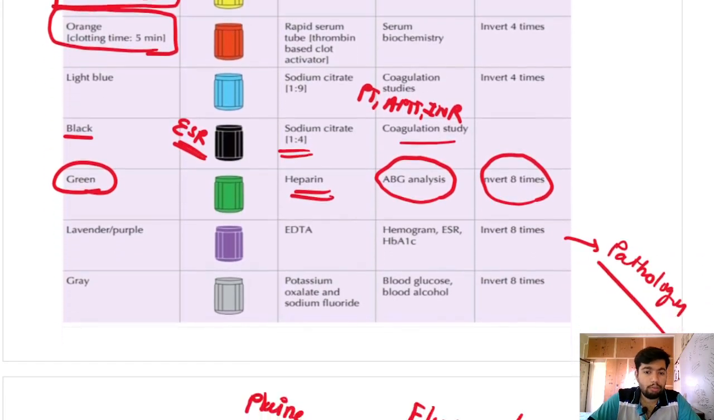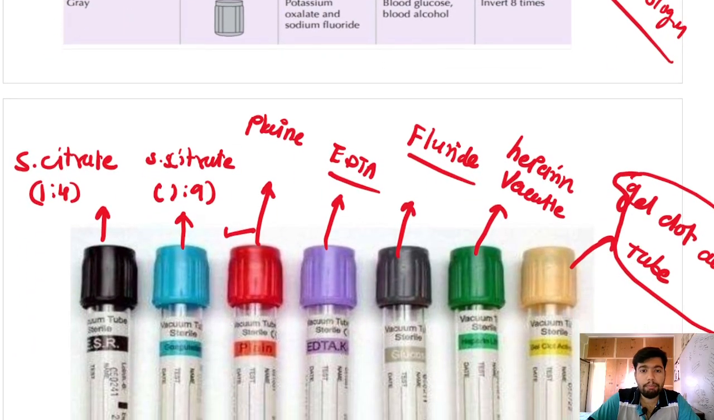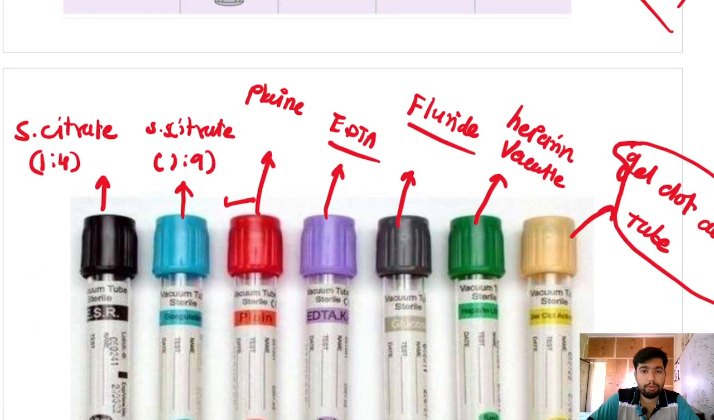I hope this is very clear. The vacuum part is also very important. You must revise this practical. Any doubt in this particular practical, you can post in my comment section.